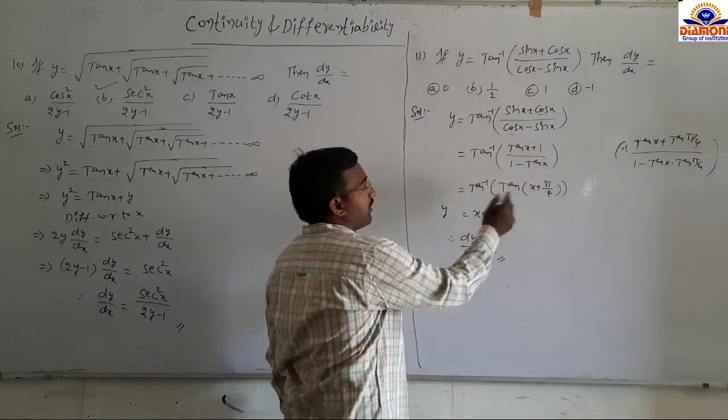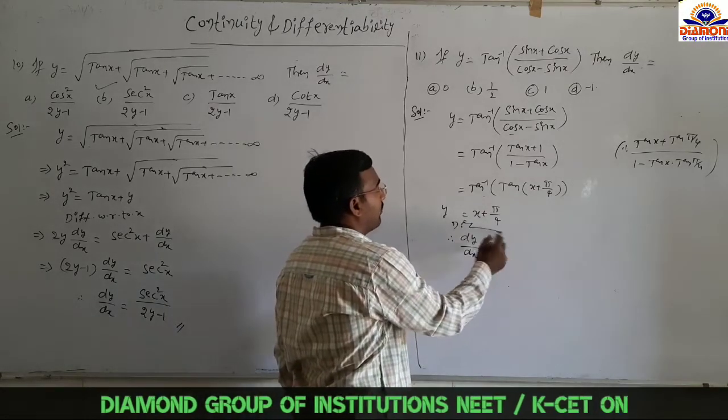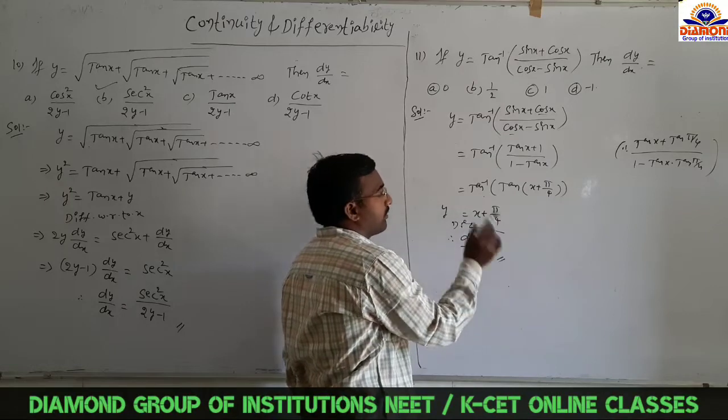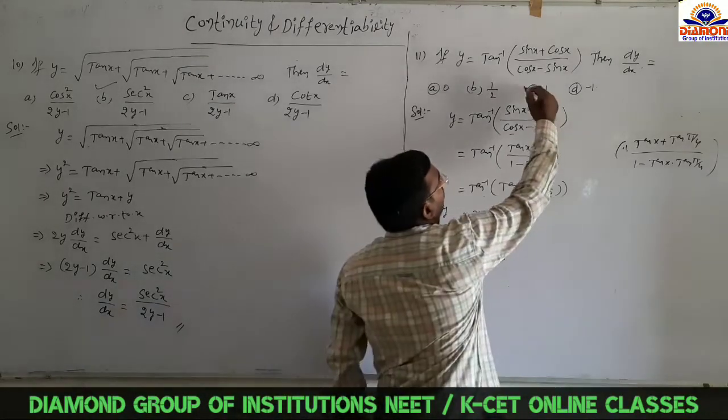So tan inverse and tan cancel. What you get? X plus pi by 4. Now differentiating with respect to x, what you get? Dy by dx equal to x derivative is 1, pi by 4 is a constant so its derivative is 0. So the final answer is 1. So option C.